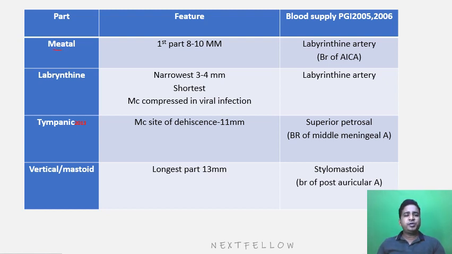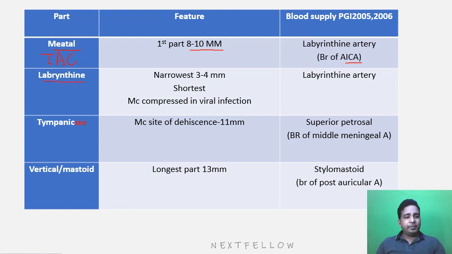Now the first one is the meatal part, that is the part in the internal acoustic canal, internal auditory canal. So this first part is around 8 to 10 mm long. Okay, and the meatal part is supplied by the labyrinthine artery, and this labyrinthine artery is a branch of the anterior inferior cerebellar artery.